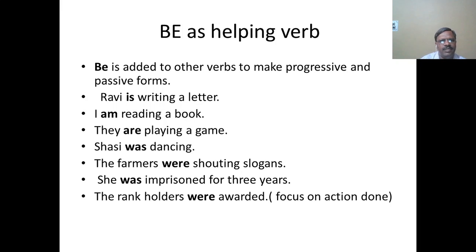She was imprisoned for 3 years. It is a passive voice sentence. Was imprisoned. So these be form helping verbs are used in making passive voice sentences. On the other hand, the rank holders were awarded is also a passive voice sentence. The rank holders is plural in number. So the plural be form helping verb in past tense, were, is used here. So in present continuous tense and even in past continuous tense, we use the be form helping verbs.